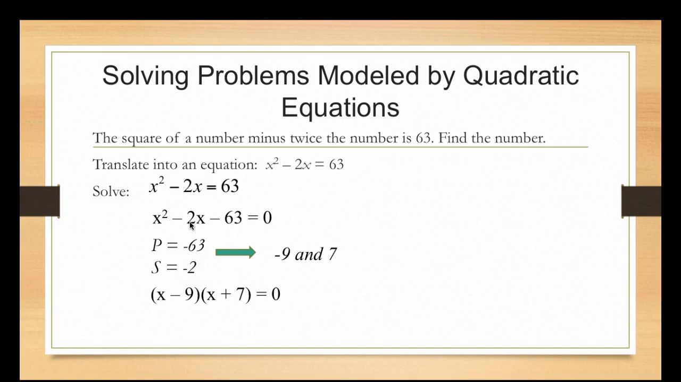But remember, the question did not say to factor. The question said to find the number. And so we're going to set this expression equal to 0 and then this expression equal to 0. So that means x will equal 9 and x equals negative 7.